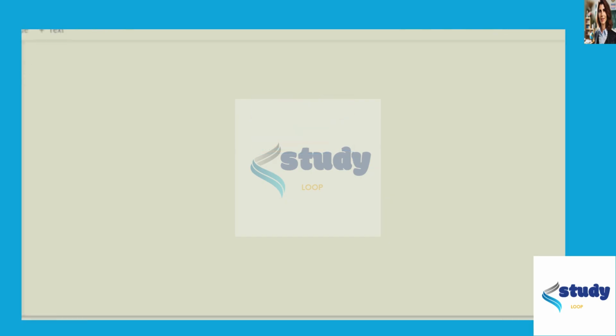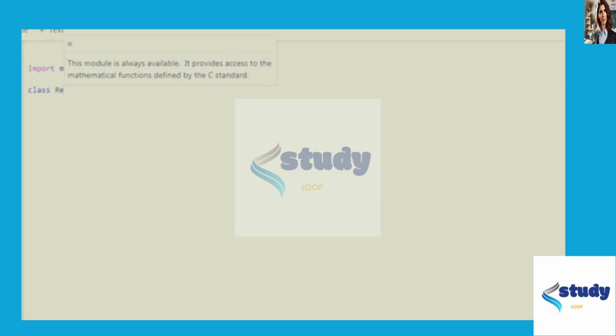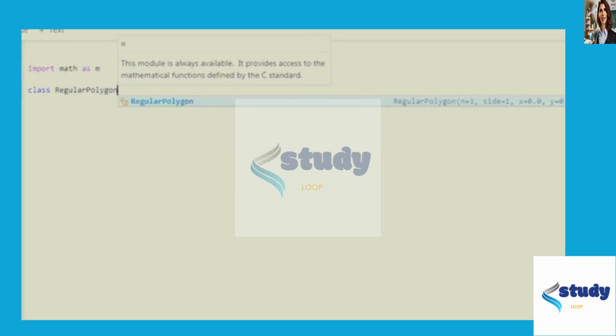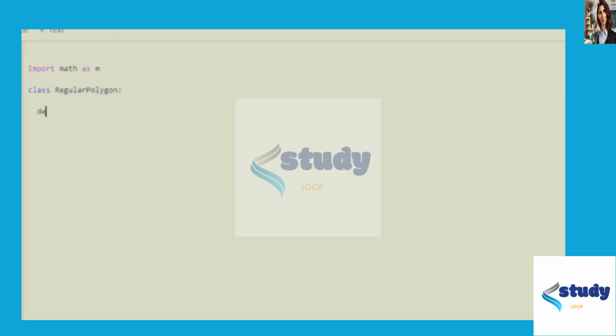So first we'll import the math module, importing math as m. Okay, now we'll create a class named RegularPolygon. So class RegularPolygon, and then we'll use a definition, that is a function which initializes our regular polygon with default values.